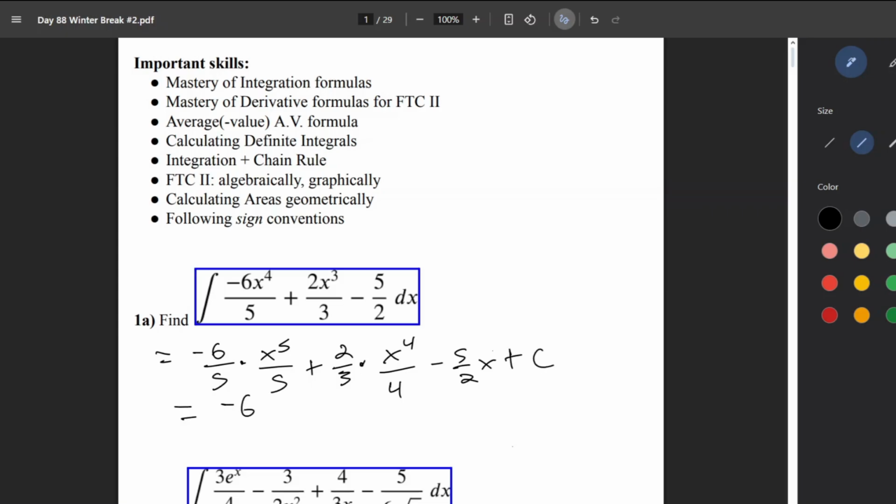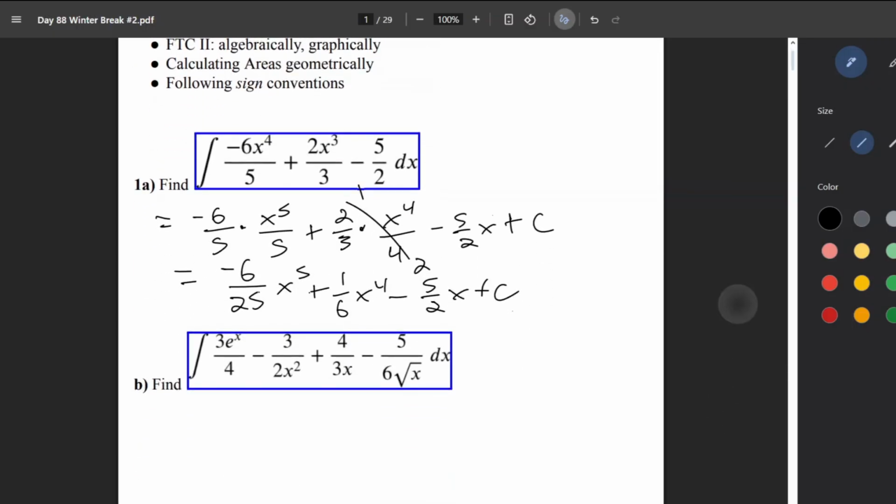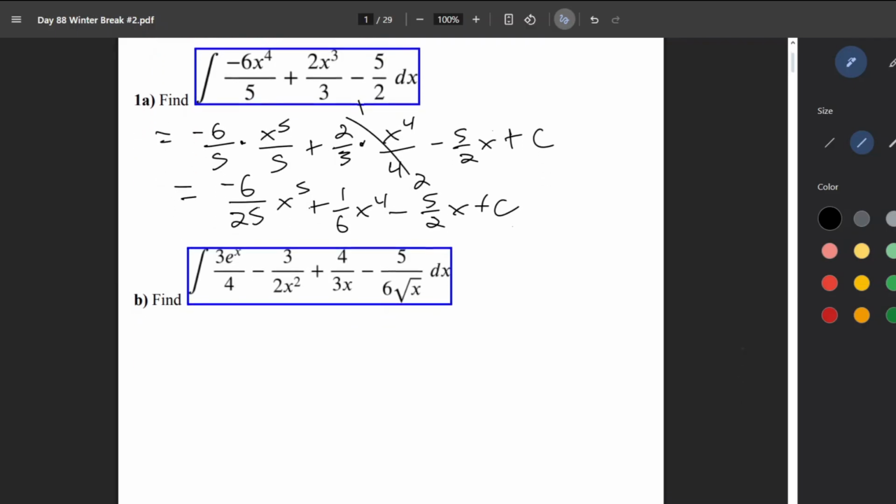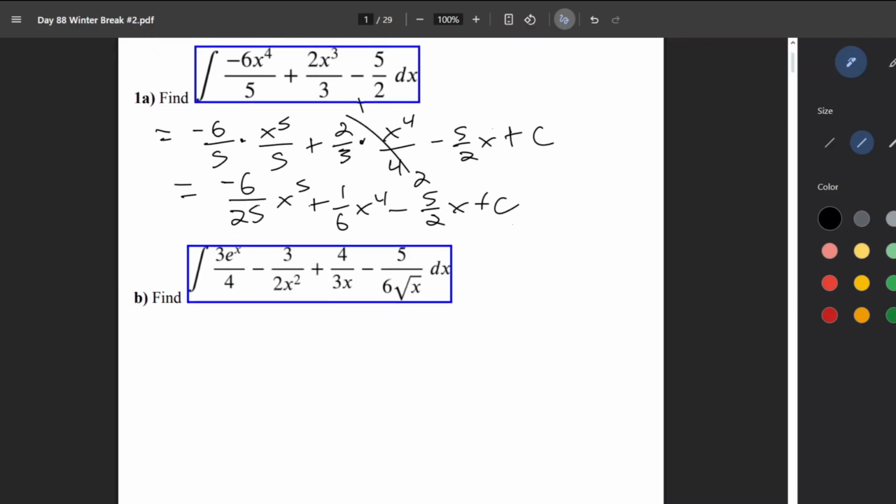Now simplify, so we have -6 over 25, x to the 5th. These cancel as 1 and 2, plus 1, 6, x to the 4th, minus 5 over 2x plus c. That's your final answer. Also, I probably will make mistakes as I'm not perfect, so if I do, please let me know.